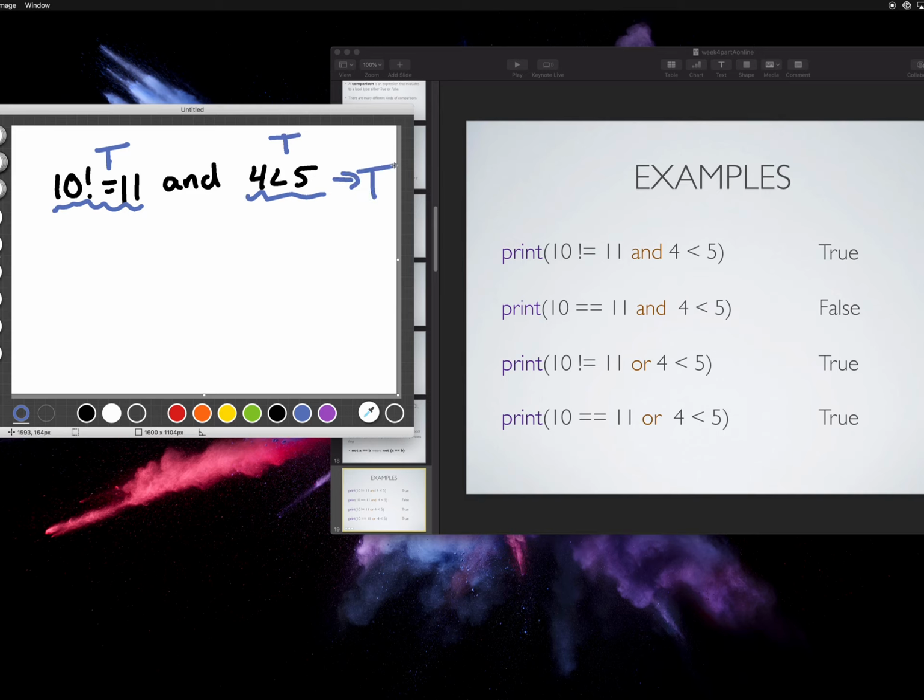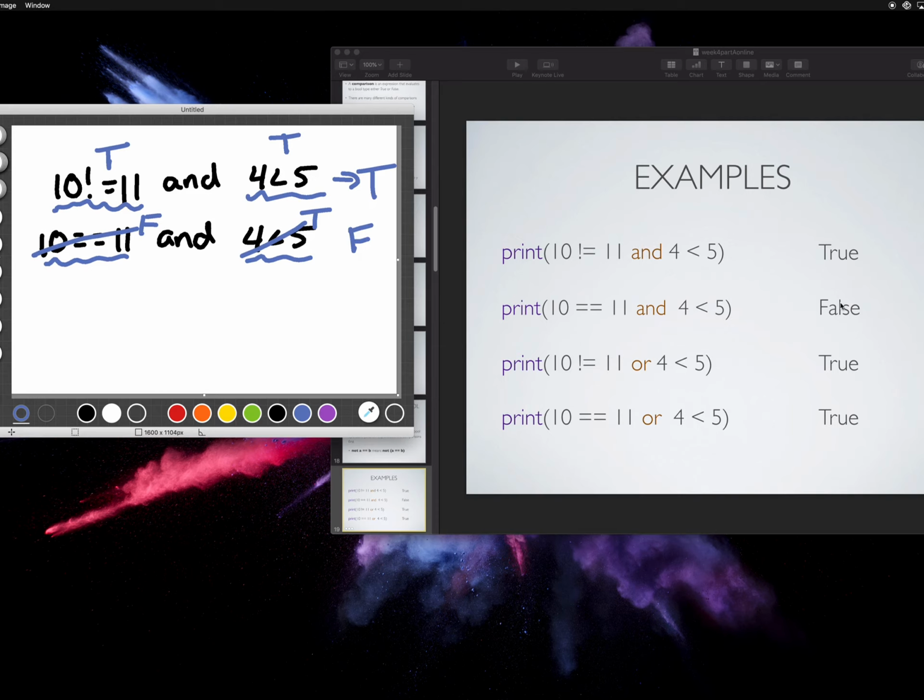That's this true here. Let's do this next one together. So we have 10 equals 11 and 4 less than 5. So again, same thing. Do these comparisons first. 10 equals 11. That's going to be false. This is still true. We have false and true. Again, the rule is with and, they both need to be true for the whole thing to be true. So this is going to be false because that first one is false. So we get false right here.